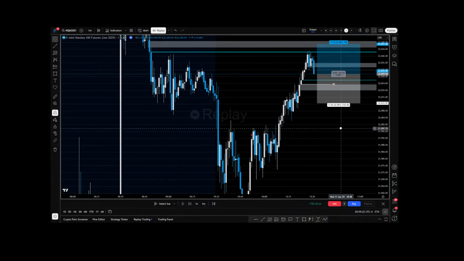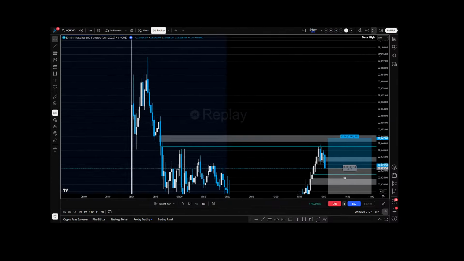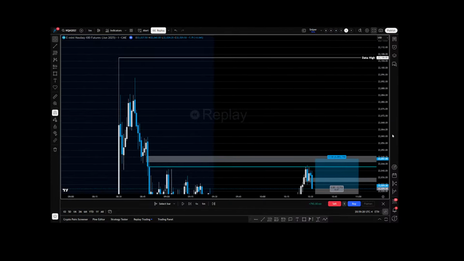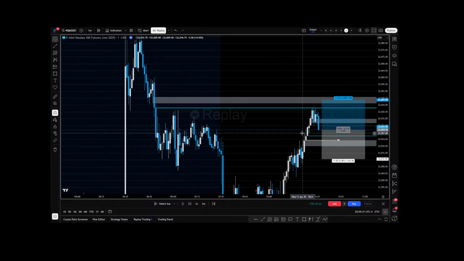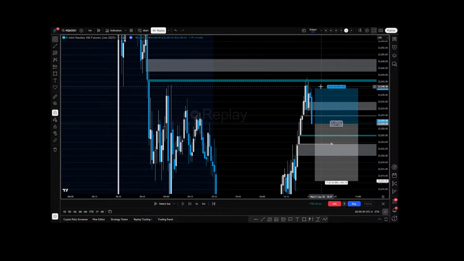But we've had this massive move up, swept all of these highs here. We do have data high all the way up here, but that is still another 70 points away. It's not like we're super close to that. And then rejection of this 1 minute bearish volume imbalance. This is how the trade is going to look for me.